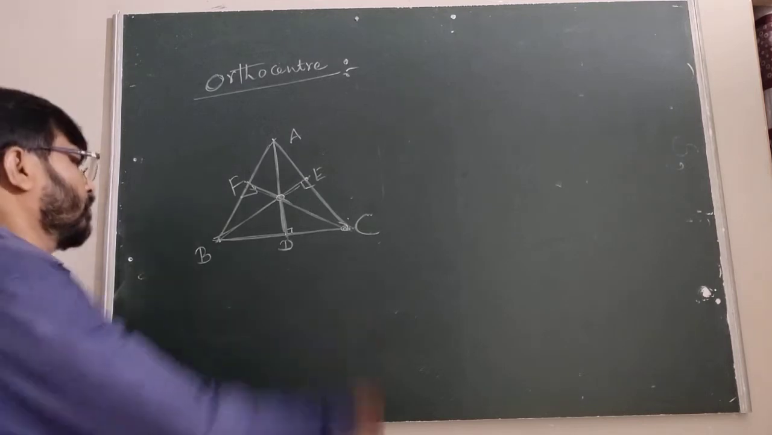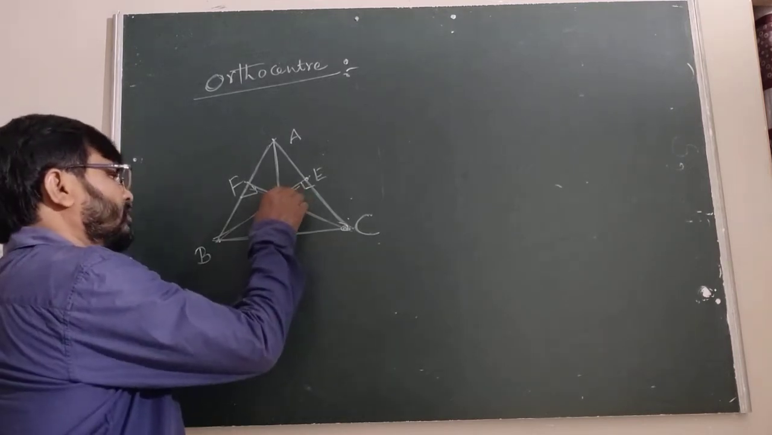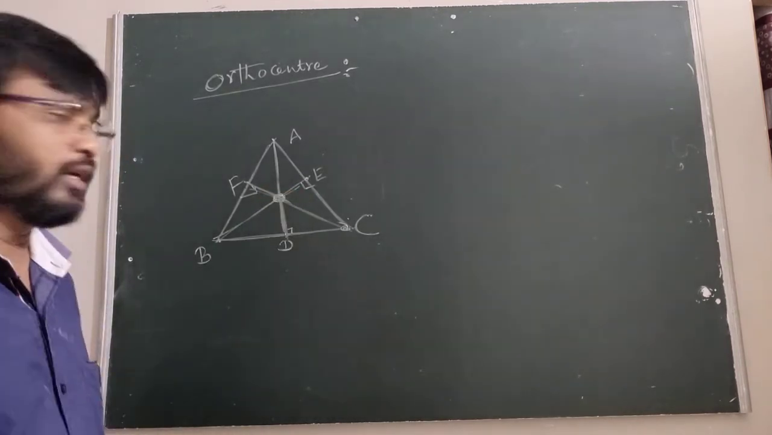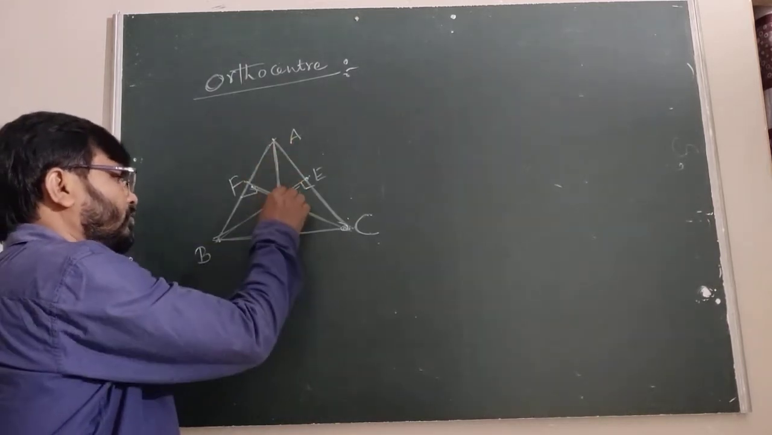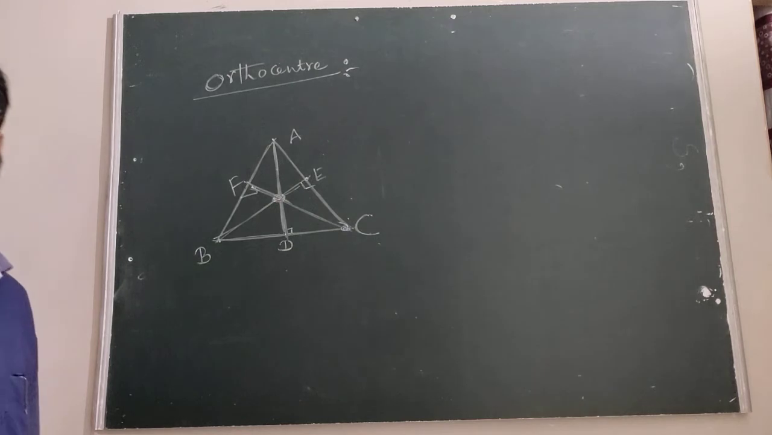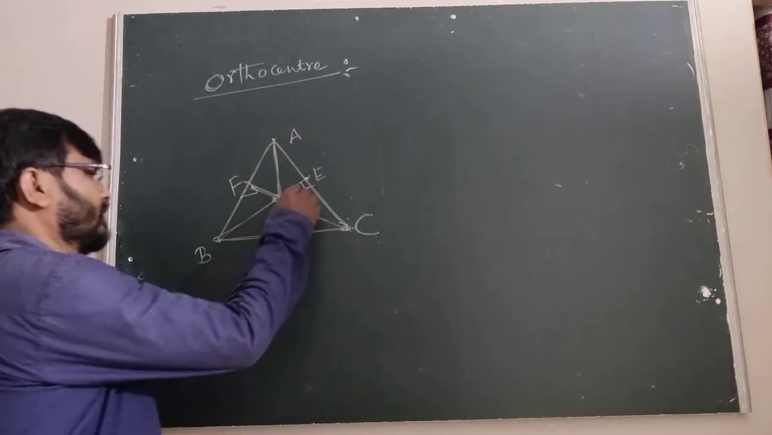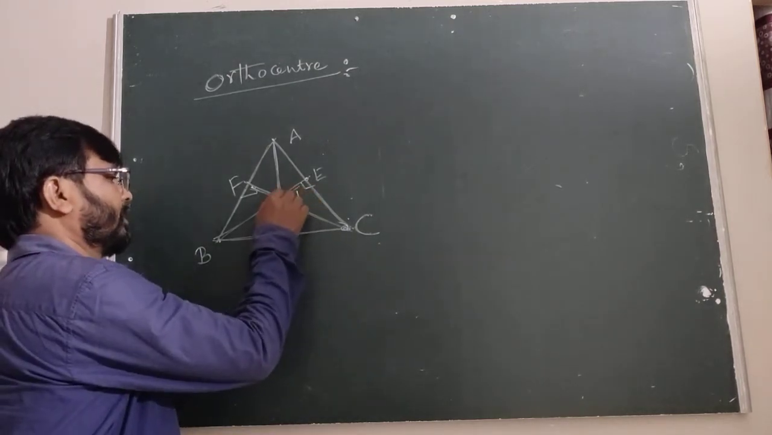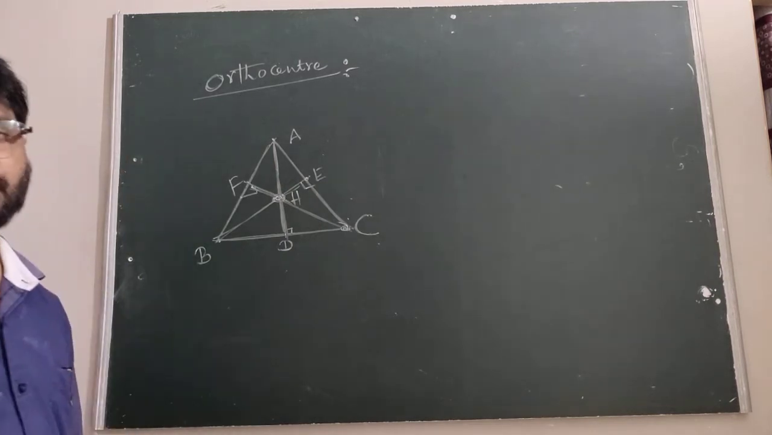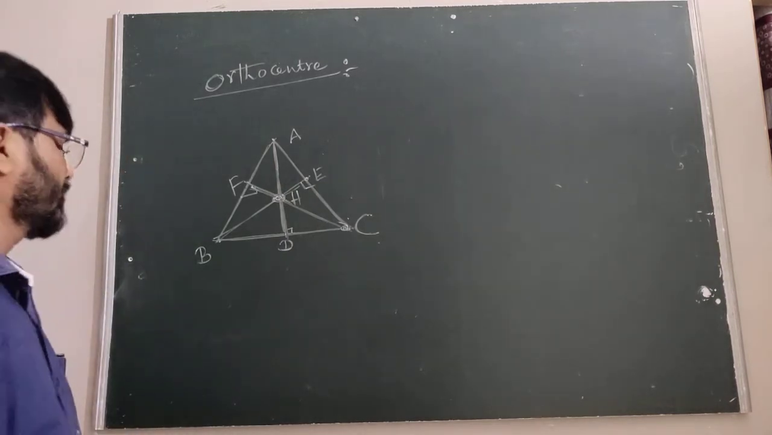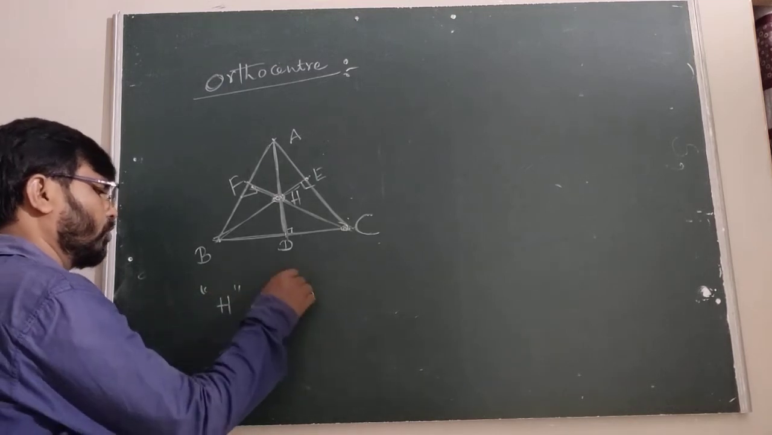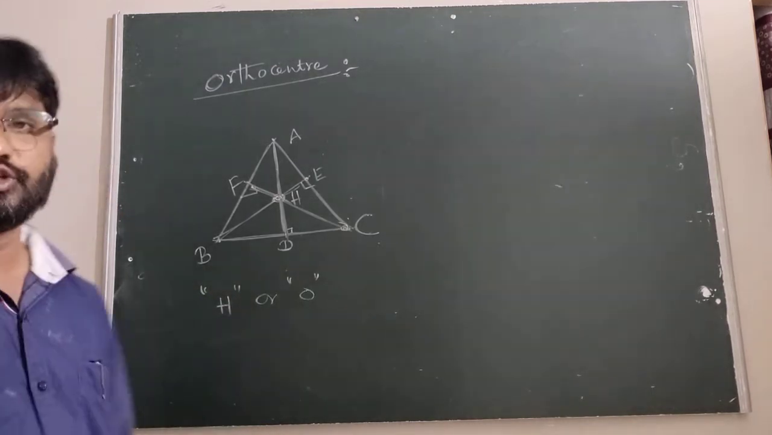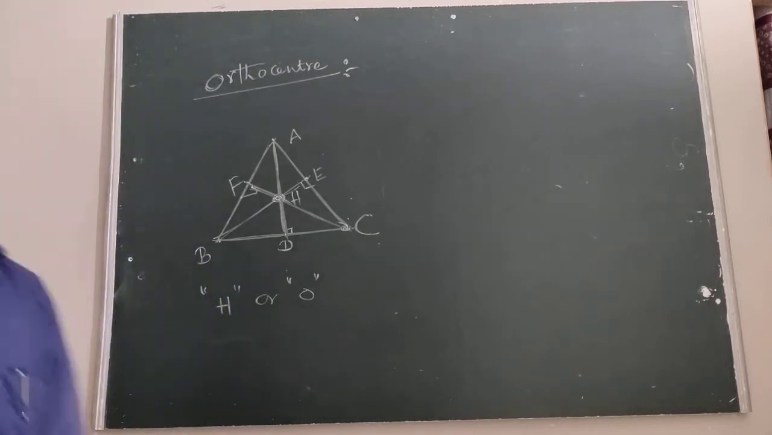The point of intersection, or the point of concurrence, of the altitudes is called the orthocenter. The point of concurrence of the altitudes is called the orthocenter. The orthocenter is denoted by either H or O.